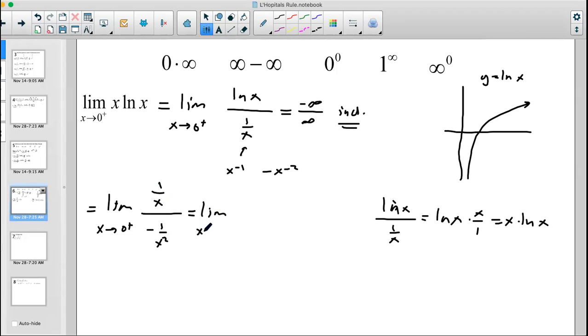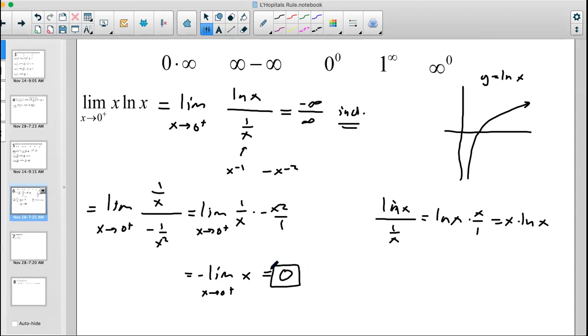the top by the reciprocal of the bottom, 1 over x times negative x squared over 1, which is, I can move the negative to the outside if I want to, negative limit as x approaches 0 from the right. And x squared over x is just x. So this is negative limit as x approaches 0 of x. The limit as x approaches 0 from the right of x is 0. So this equals 0. Negative 0, which is the same as 0. So this limit equals 0.